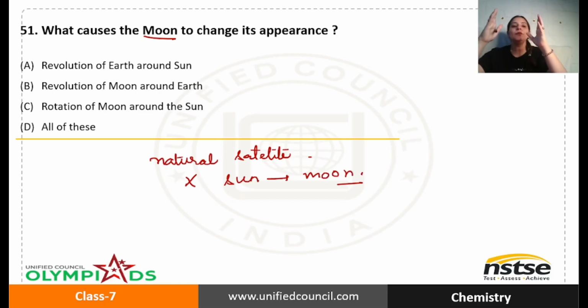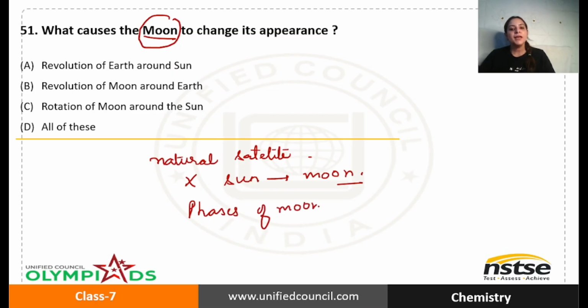Like you can see, we can see only that part of the moon which gets illuminated due to sunlight, and the part which is not illuminated by sunlight is not visible. That is the reason we can see different shapes of the moon, and we call them the phases of the moon, like full moon to new moon.